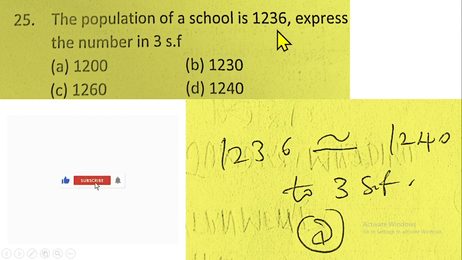The third significant number here is 3. Then the number after it is 6, which is up to 5, so you round it up by adding 1 to this 3. Then this one becomes 0. So you'll be having 1 2 4 0 as the correct option for question number 25. So option D is the correct option.